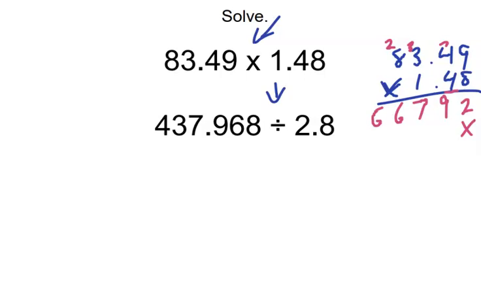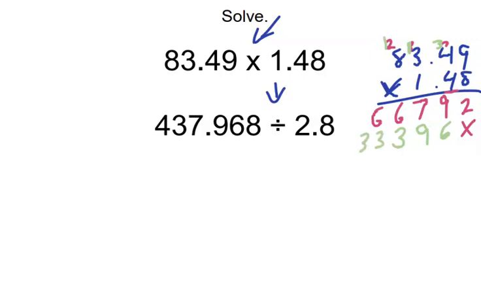4. Let me do a different color just so we can make sure we're not crumping into each other. 9 times 4 is 36, so we'll get a 3 up here, put the 6 here. 4 times 4 is 16, plus 3 is 19. Put the 9 down here. 4 times 3 is 12, plus 1 more is 13. And then 4 times 8 is 32, plus 1 more is 33.